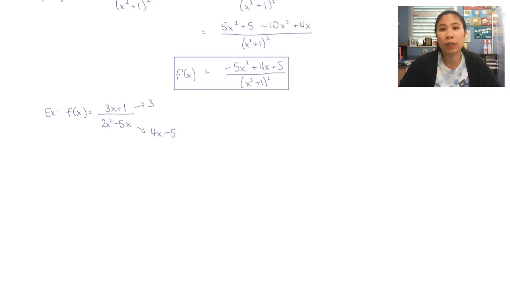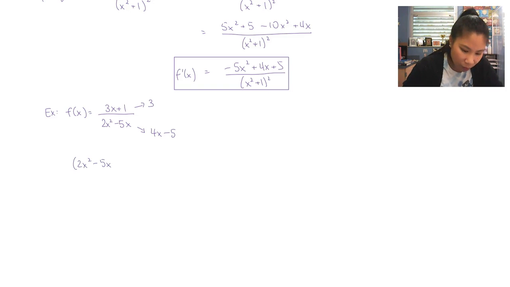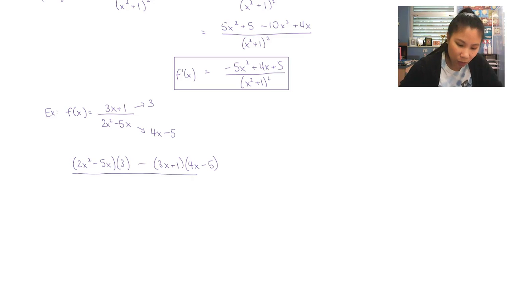Okay, so doing our quotient rule, low d high. So low is the 2x squared minus 5x. D high is 3 minus high d low. High d low would be the derivative of the bottom, all divided by low low. So low is the 2x squared minus 5x, and that just gets squared.